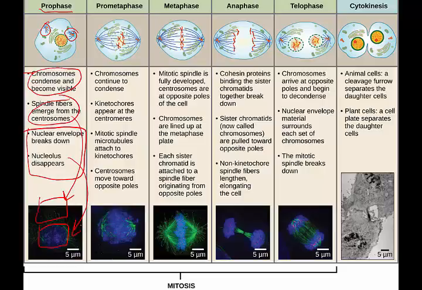In prometaphase, so the second step of mitosis, chromosomes continue to condense, so they continue to pack tighter. We also have what are called kinetochores forming at the centromeres. So this is probably very confusing, so we don't talk too much about this yet. But the centromere you can think of being essentially the center of the chromosome.